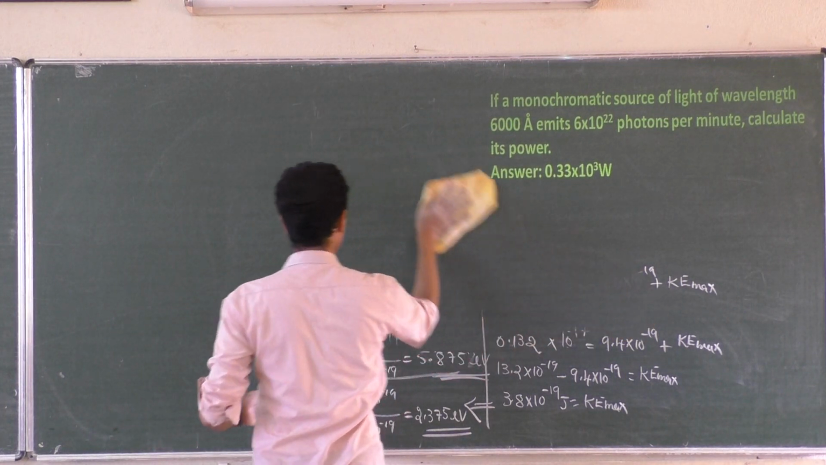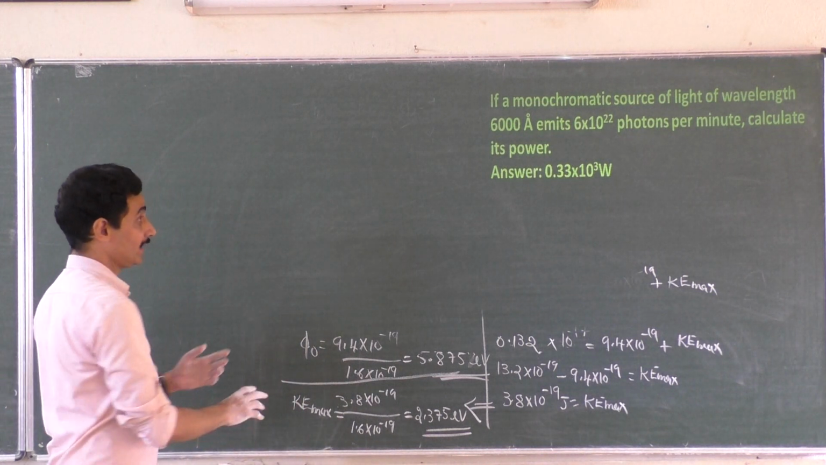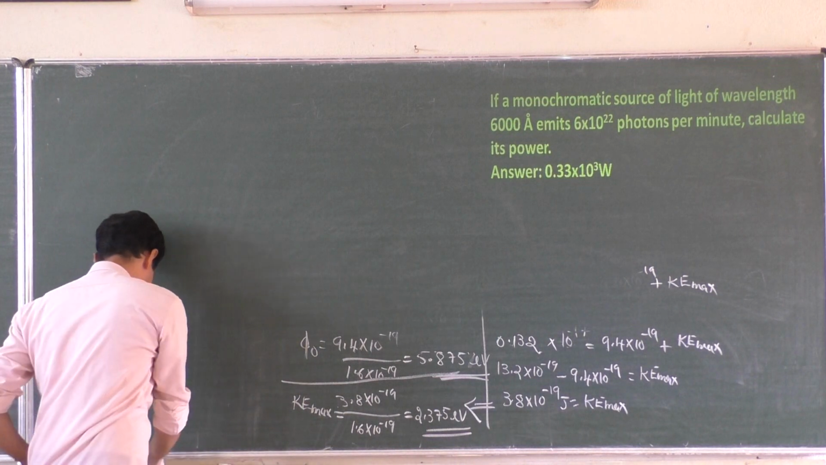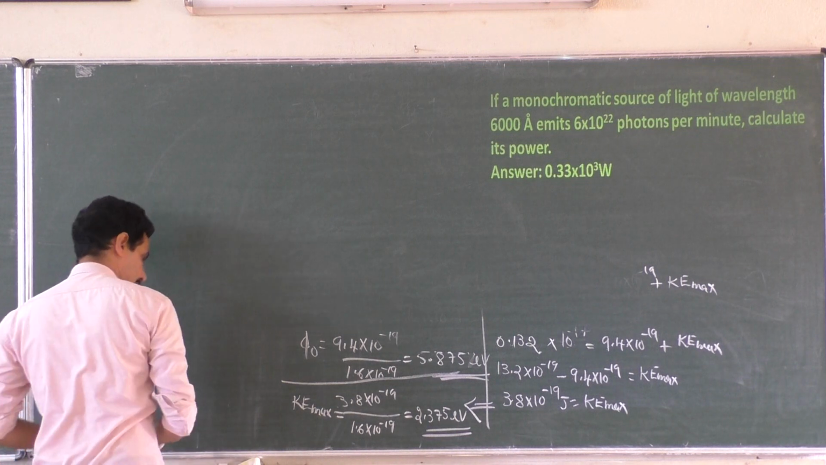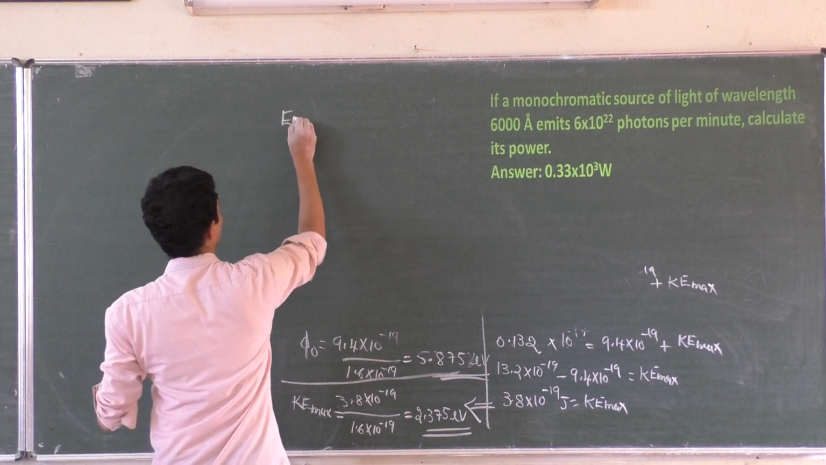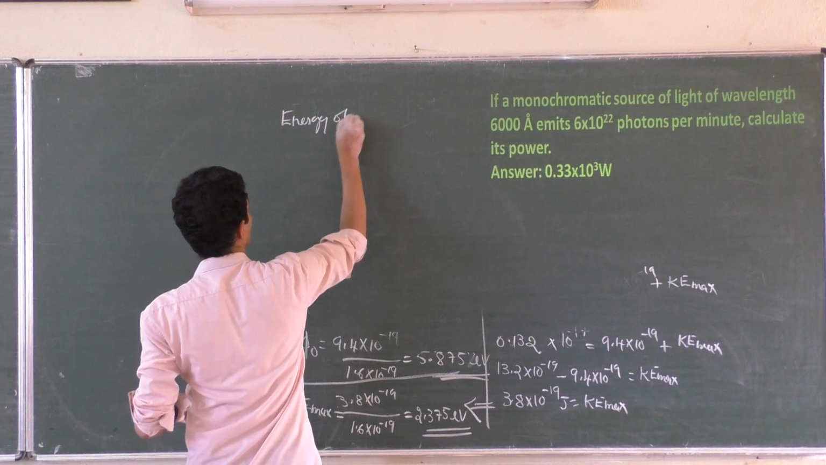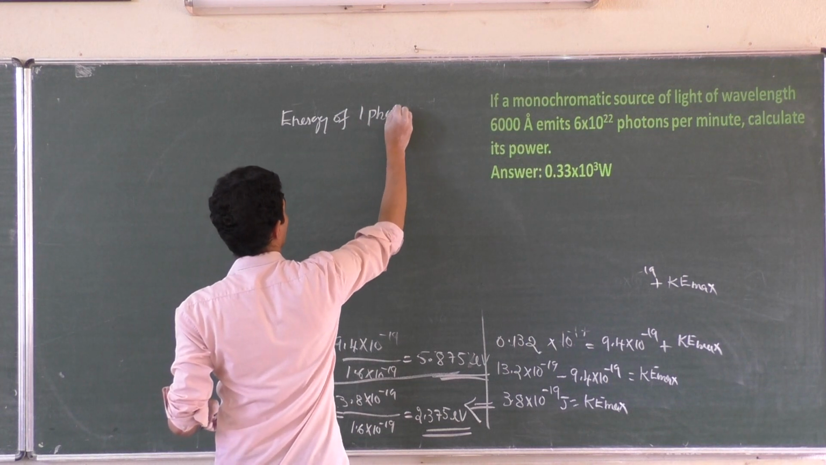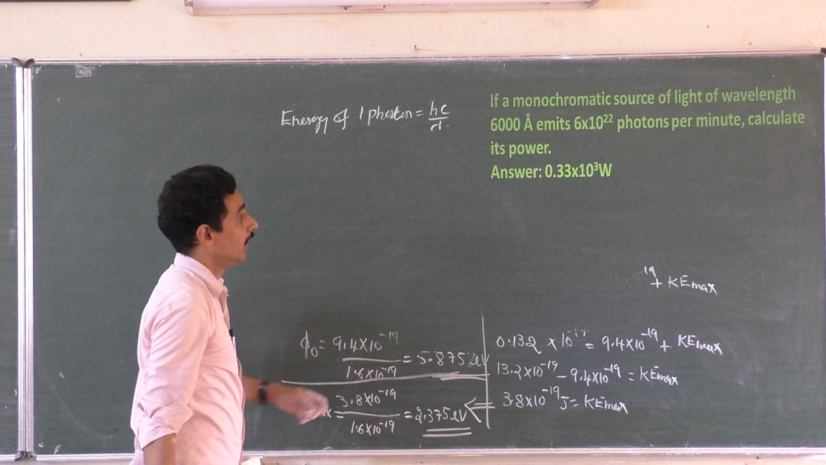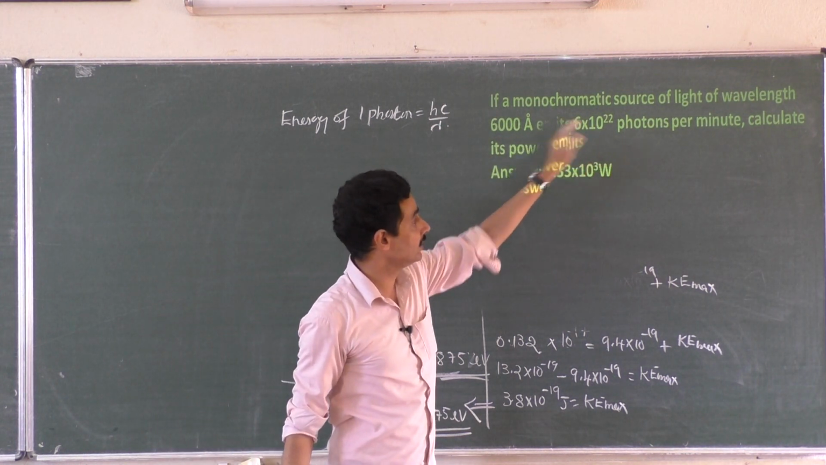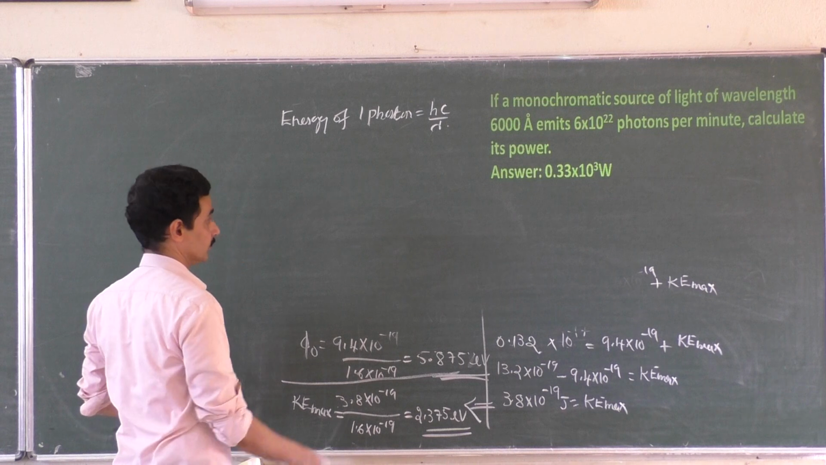How many photons are released? What is the energy of each photon? Suppose energy of one photon is hc by lambda. But how many photons are released per minute? 6 into 10 to the power 22.